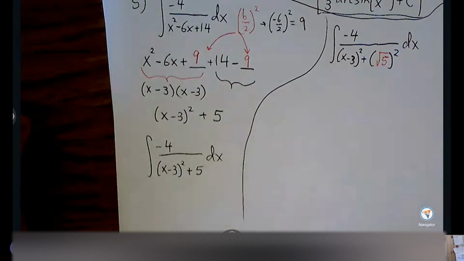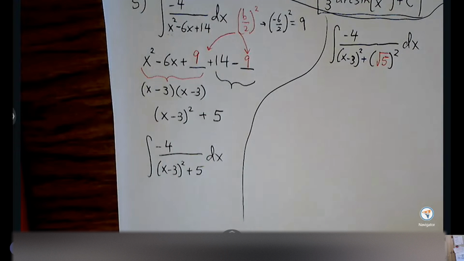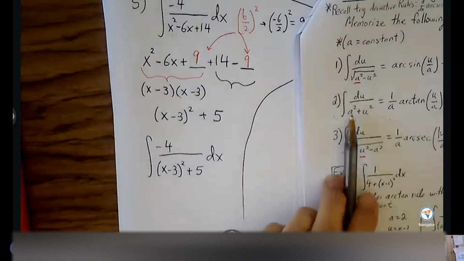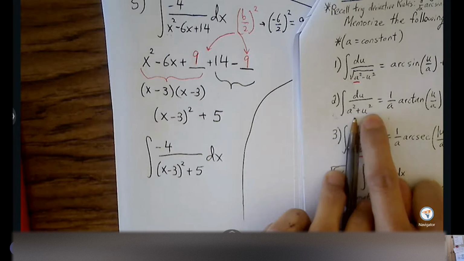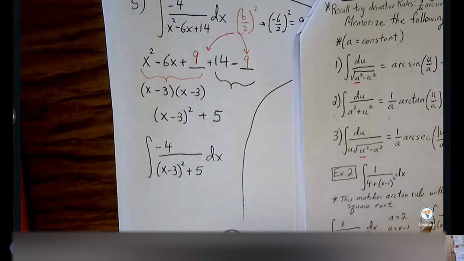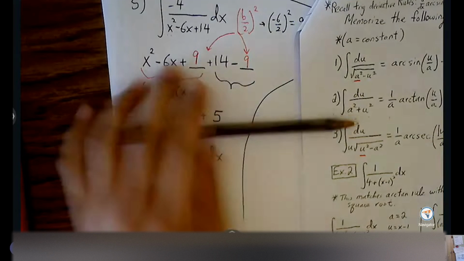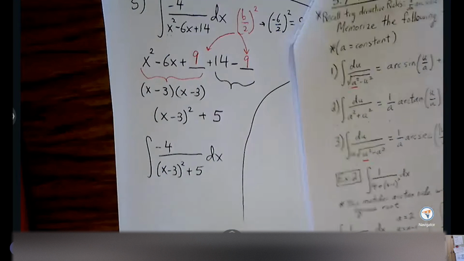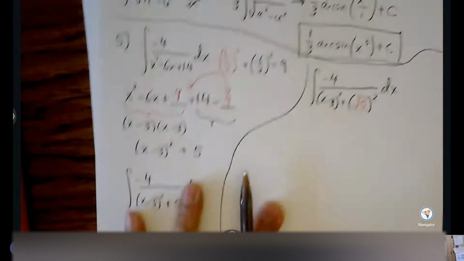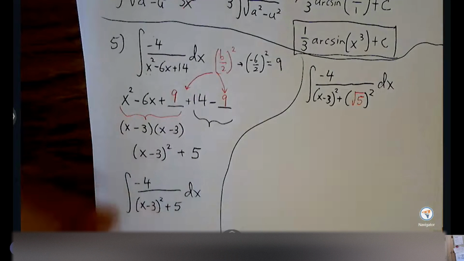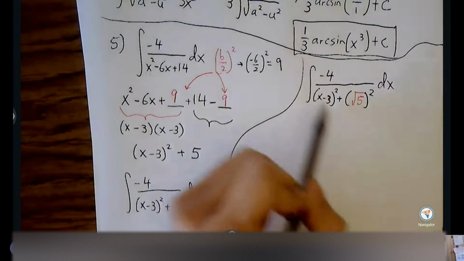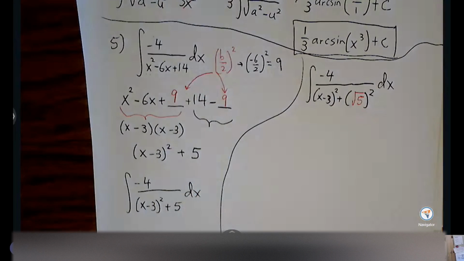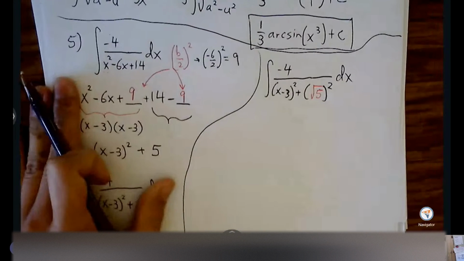Now, through this process, your a and your u value may be flip-flopped, but it's okay because they're being added. So it's okay if you have u squared plus a squared versus a squared plus u squared, as long as you know what's the a and what's the u value, right? Your a value is going to be the numeric. Your u value is going to have a variable in it. Okay, so I'm going to identify my a and u value, find the derivative, get this in terms of a and u, and see if I can match it up with my arctangent rule.